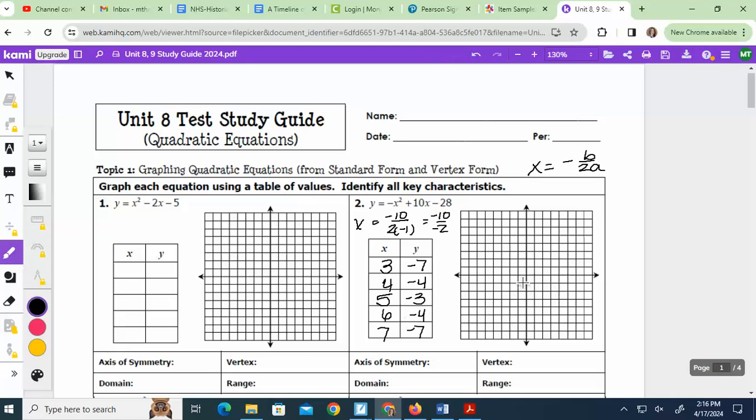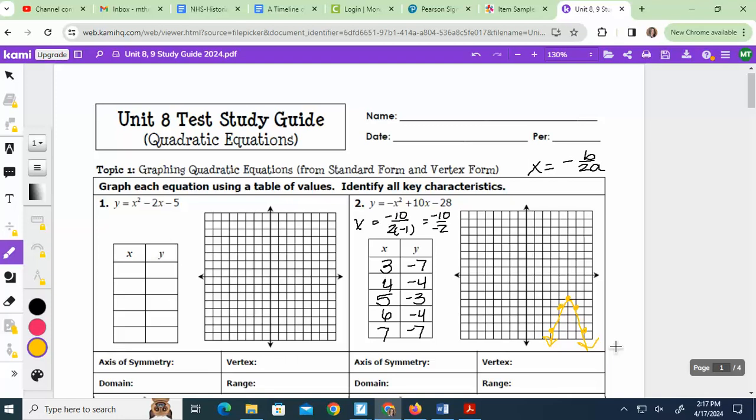All right, so then we plot these. Negative 7. 4, negative 4. 5, negative 3. And our graph looks something like this. All right, from there, once you have the graph, you should be able to answer a lot of questions about it.